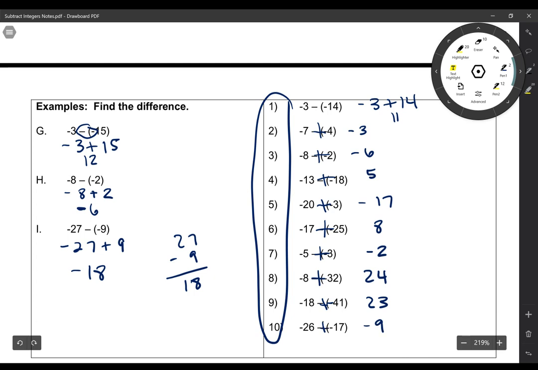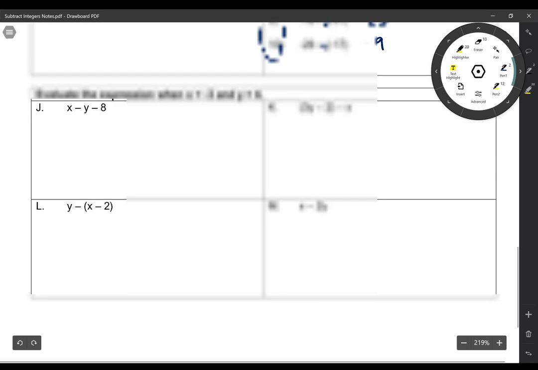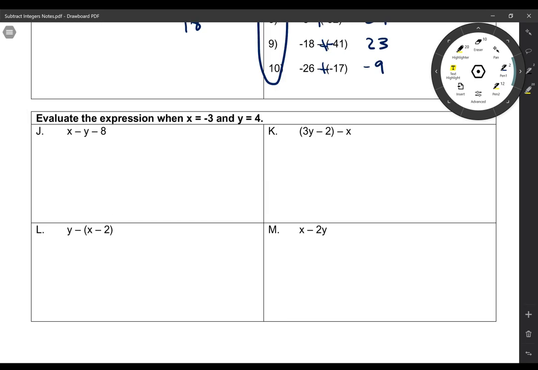Okay. For my last group, I have to do some substituting. There we go. We almost lost that for a second. So first I'm going to substitute x is negative 3 minus my y is 4. And I can see this is a bunch of subtraction. So I'm going to write negative 3 plus negative 4 plus negative 8. 3, 4, and 8 make 15. And so this is negative 15.